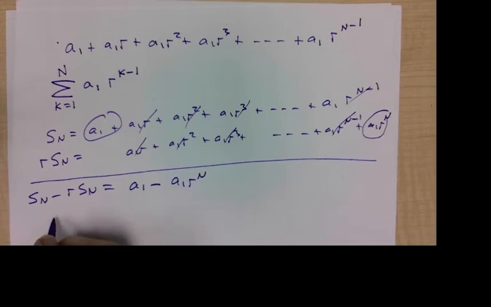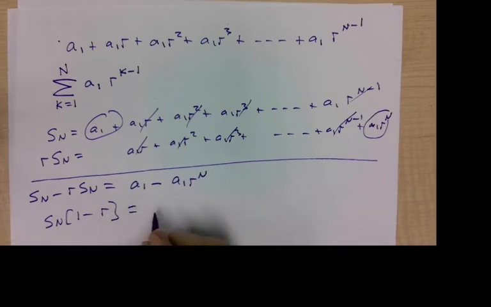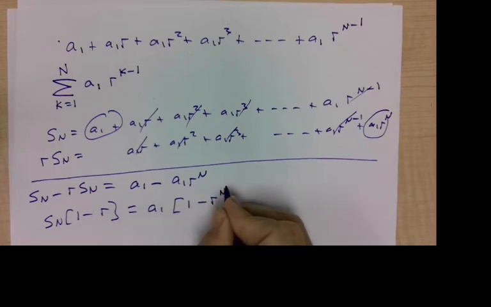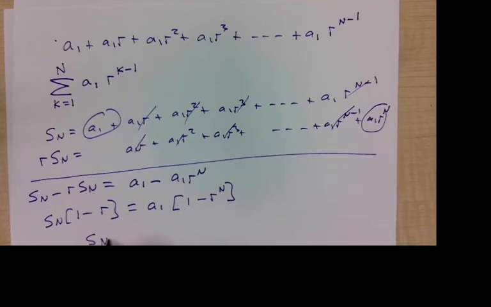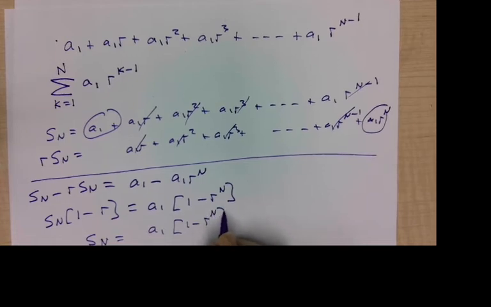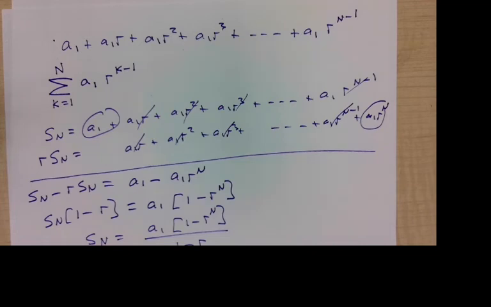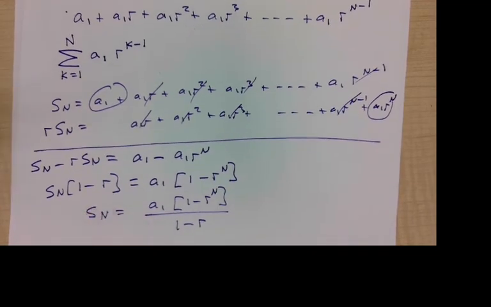So factoring out the s sub n, we get 1 minus r. Factoring out the a sub 1 over here, we get a sub 1 times 1 minus r to the n. Divide both sides by 1 minus r. S sub n equals a sub 1 times 1 minus r to the n over 1 minus r. So that is the sum of the first n terms in a geometric series.